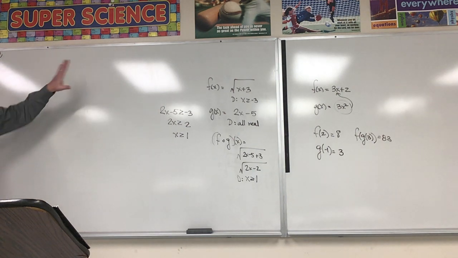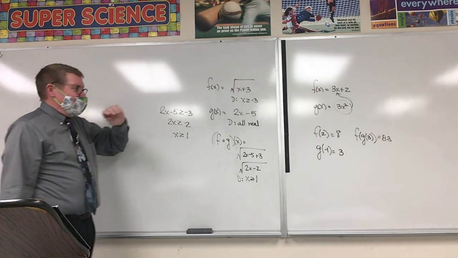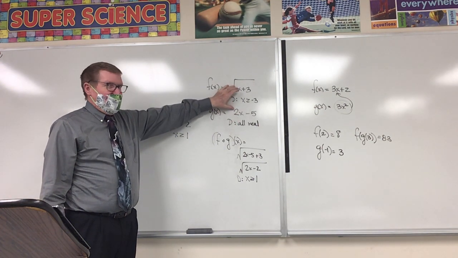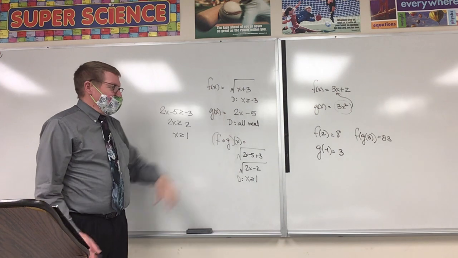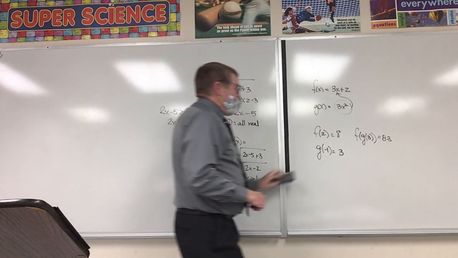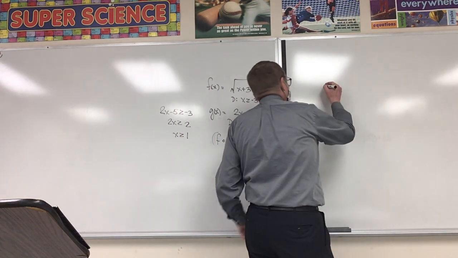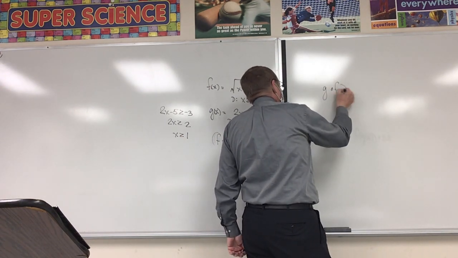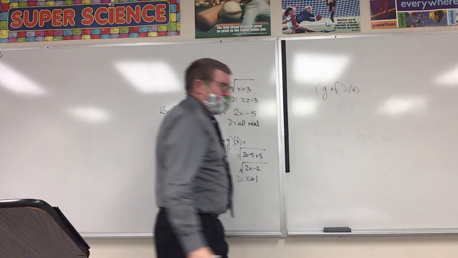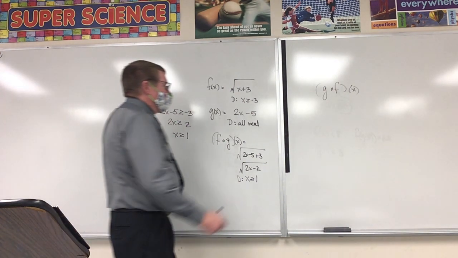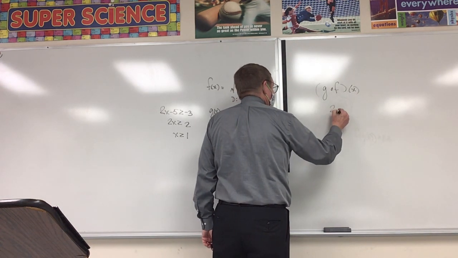So when I look at my domain, I need to make sure that the first function equals something that I'm allowed to use in the second function. Let's switch it around. g circle f of x. What do they ask me to do? Put f(x) into x in the g function.